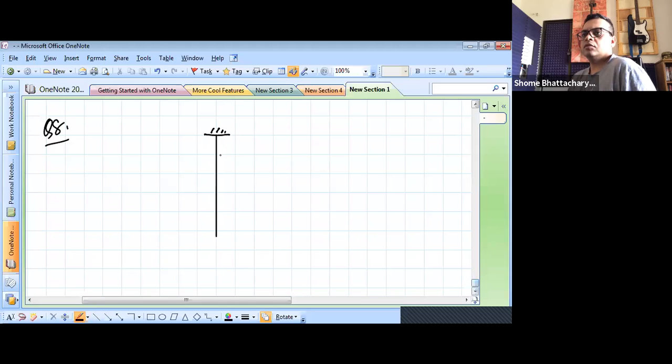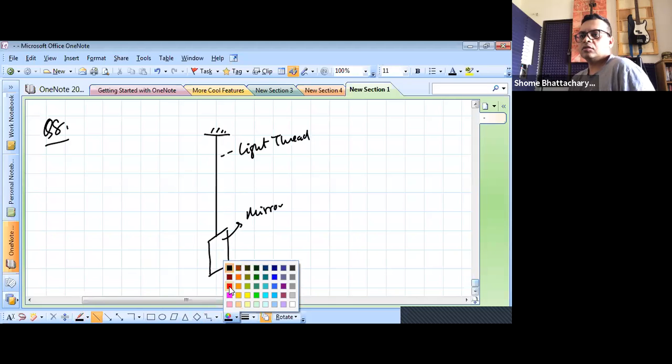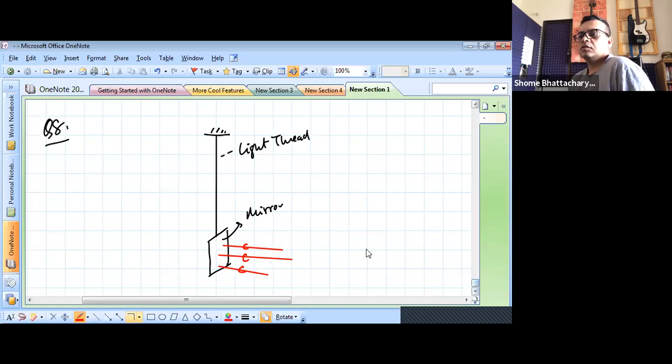You have a light thread and you have some kind of a mirror which is hanging like this. Now you make some kind of monochromatic light or light beam, basically, not necessarily monochromatic, incident on this. So what will happen is, because of reflection, there will be a force acting on the mirror. So you have to think about the force due to radiation pressure on the mirror. What kind of force it is? You will realize it's a constant force.